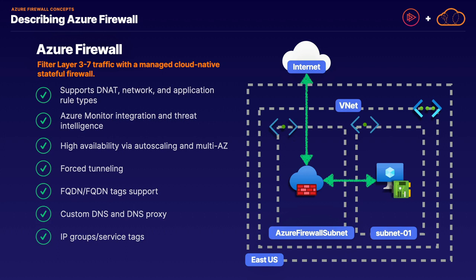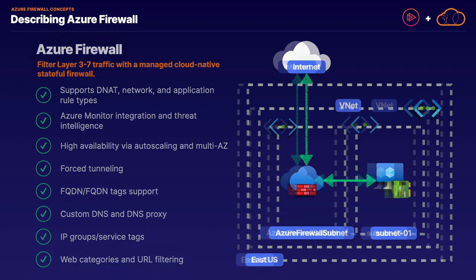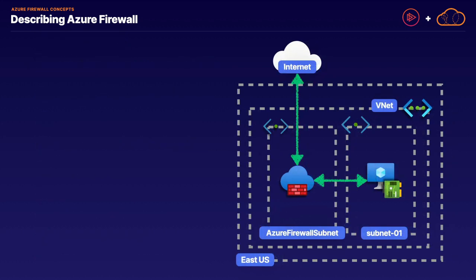If you remember service tags from the NSG section of this course, those are those collections of IP addresses that Microsoft has taken the initiative on creating for us already. We also have support for something known as web categories and URL filtering, which we'll get into more in just a moment.